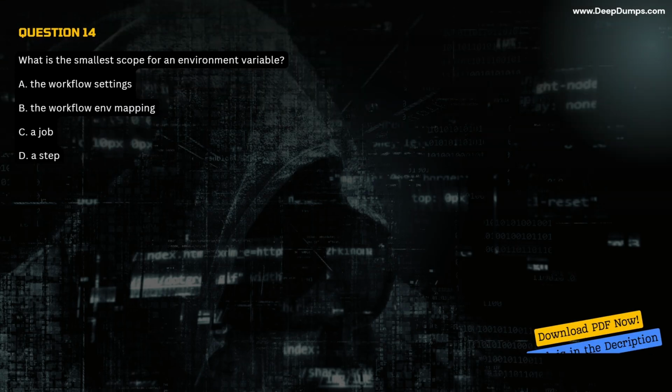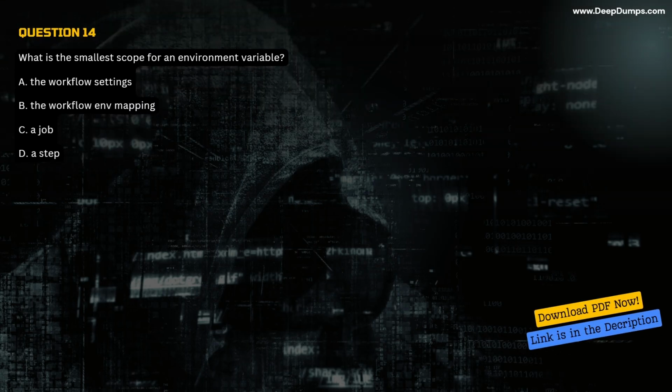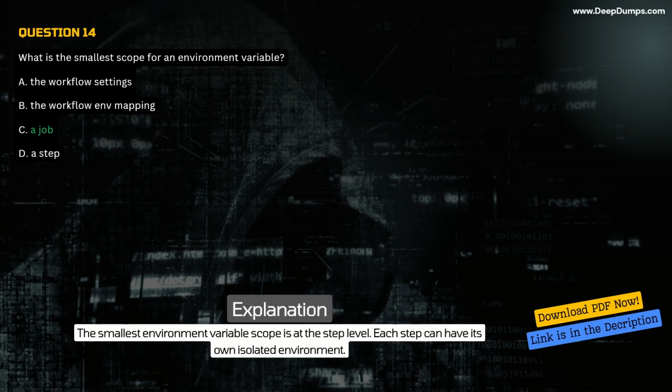Question 14. What is the smallest scope for an environment variable? A. The workflow settings. B. The workflow env mapping. C. A job. D. A step. Correct answer, C. A job. Explanation. The smallest environment variable scope is at the step level. Each step can have its own isolated environment.